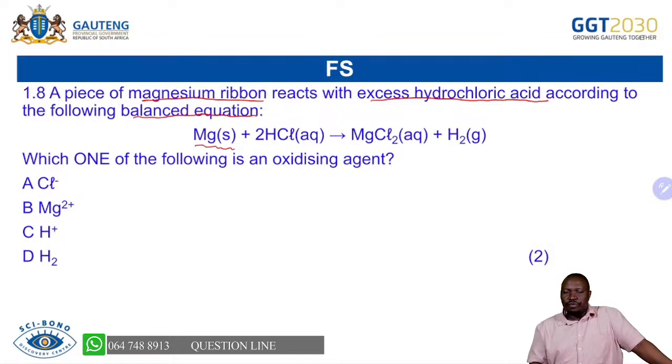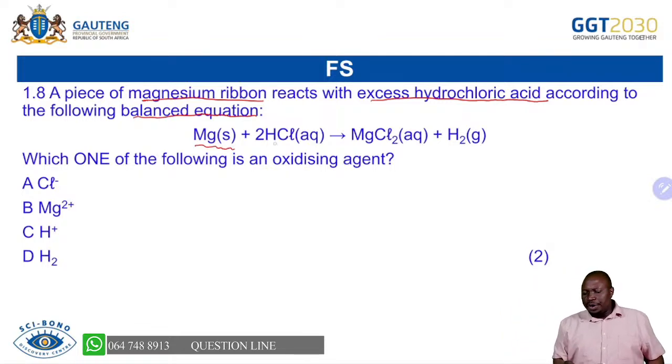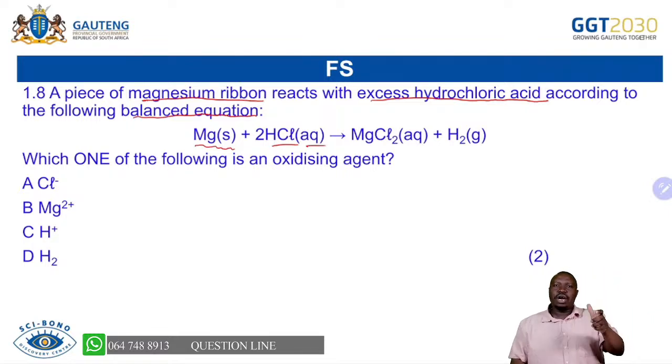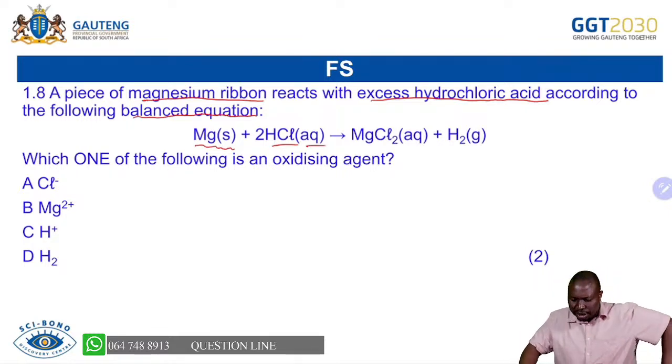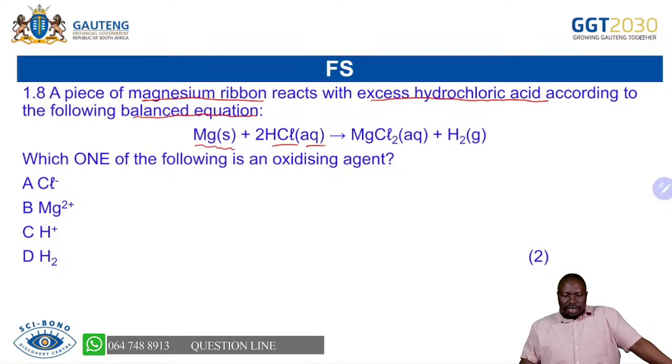Now, if you look at this, we have magnesium solid. If we're talking rates of reactions, you will have seen that we have the surface area. We must have the mass of magnesium because it's in a solid form. And we have hydrochloric acid, which is an aqueous solution, and you know that for an aqueous solution, we talk about the concentration. So already here we have magnesium ribbon, which reacts with excess hydrochloric acid according to this reaction to form magnesium chloride and hydrogen gas.